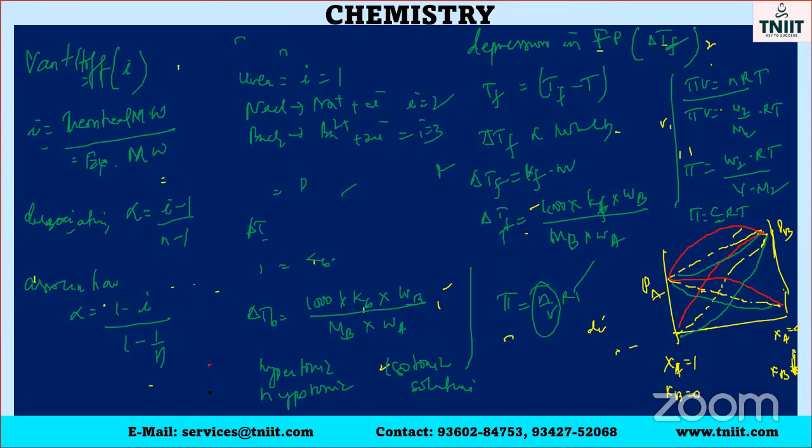And remember, if i is equal to 1, there is no association nor dissociation. The solute will not undergo association nor dissociation. If i is greater than 1, then the solute will undergo dissociation. And if i is less than 1, the solute will undergo association. These are the formulas which you have to remember in the chapter solutions. Right? So we'll work out some of the problems later in the next class.